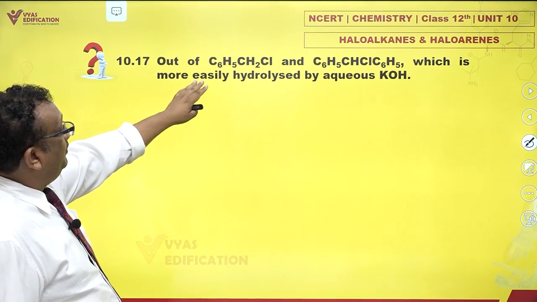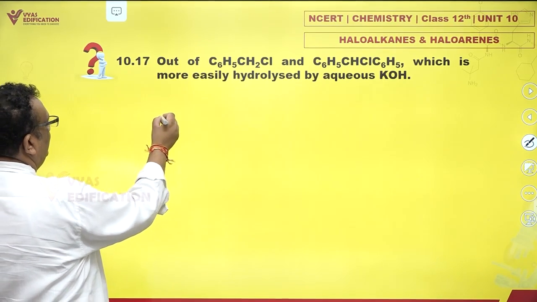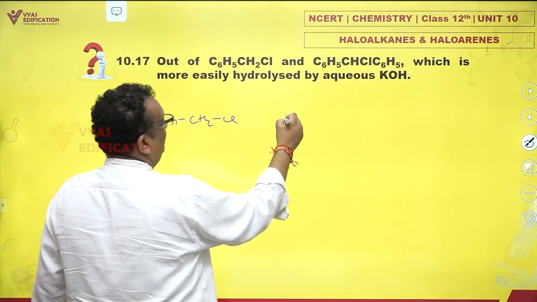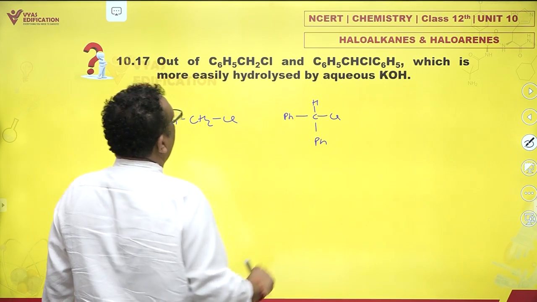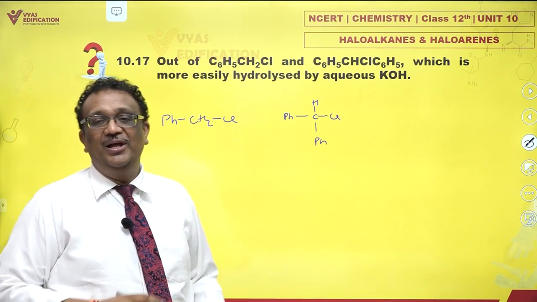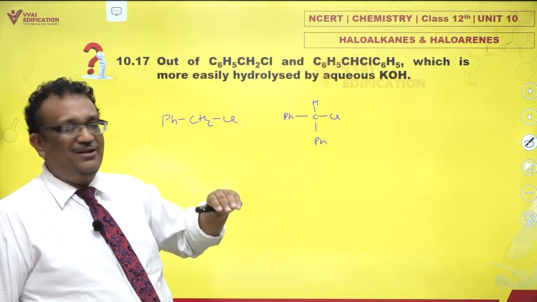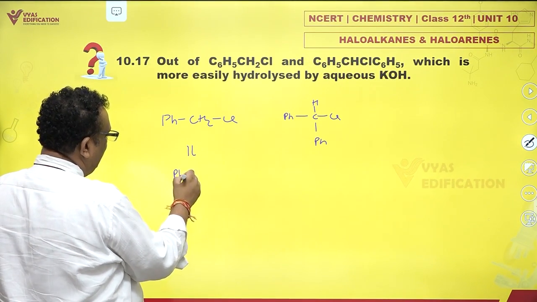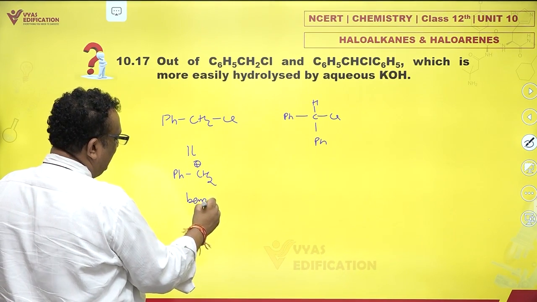Out of benzyl chloride, PhCH2Cl, and PhCHClPh, which is more easily hydrolyzed by aqueous cleavage? What happens with aqueous cleavage? If you just take a look, this can dissociate as PhCH2+. You have a benzyl cation.